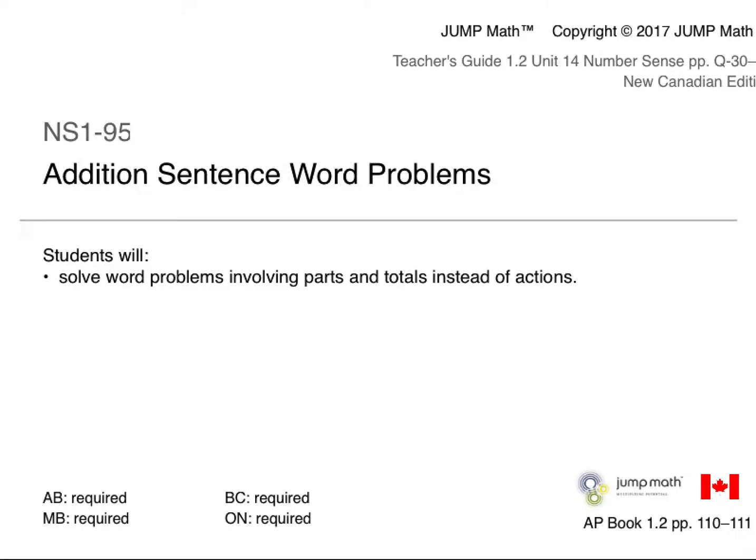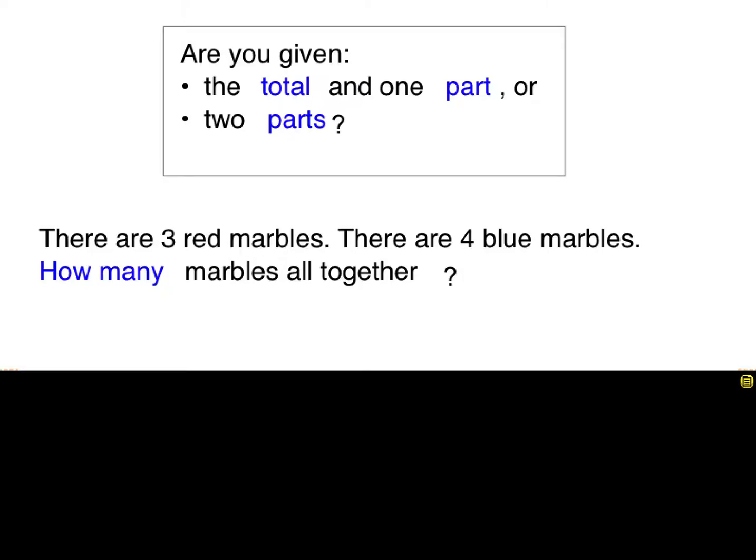Hi, grade 1. Today in math, we are going to be working on number sentences. You have to be able to figure out what the parts of a number sentence are and what the total is. If you can figure out what the total is, you should know that the other ones are the parts. Okay, here we have, there are 3 red marbles. There are 4 blue marbles.